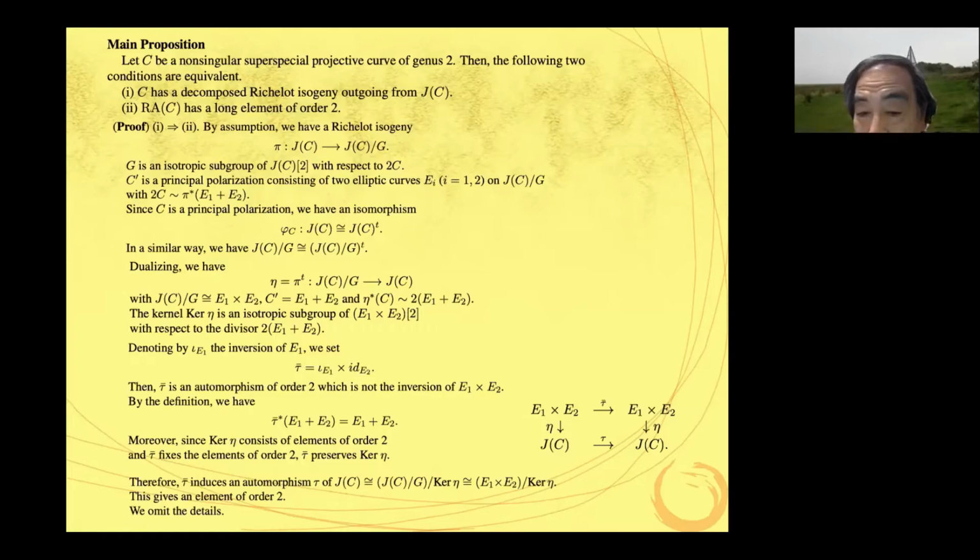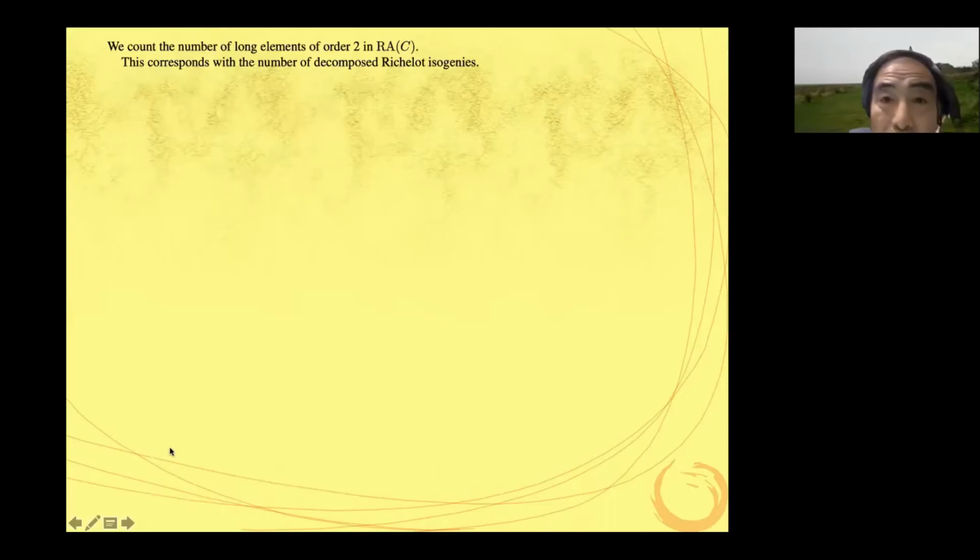So this becomes an automorphism of order 2 on this space, and we can show that this one is a long element of curve C. This is the outline of our proof. And now the problem is we need to count the number of long elements of order 2 in the reduced automorphism group.